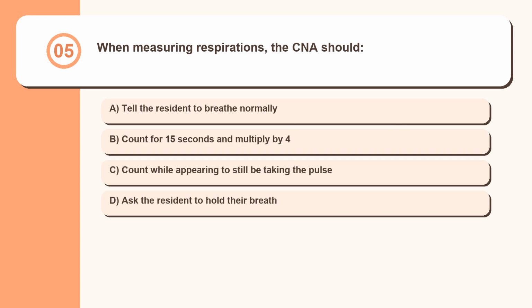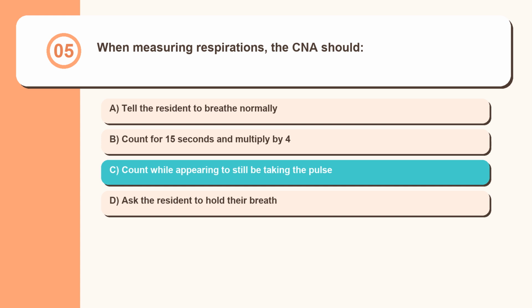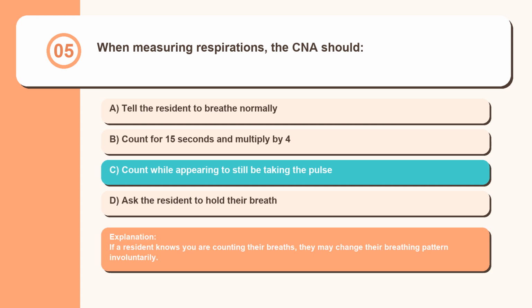Question 5. When measuring respirations, the CNA should tell the resident to breathe normally. Count for 15 seconds and multiply by 4. Count while appearing to still be taking the pulse. Ask the resident to hold their breath. If a resident knows you are counting their breaths, they may change their breathing pattern involuntarily.